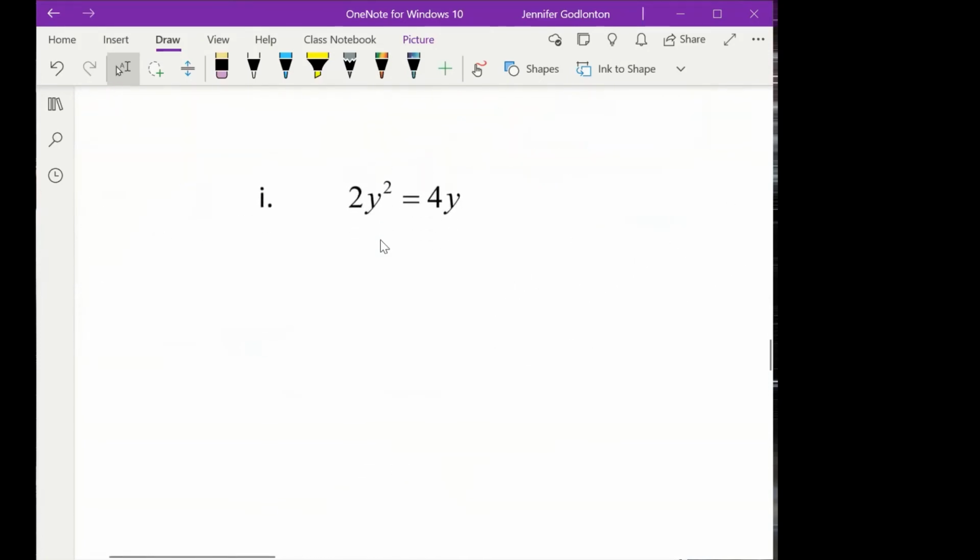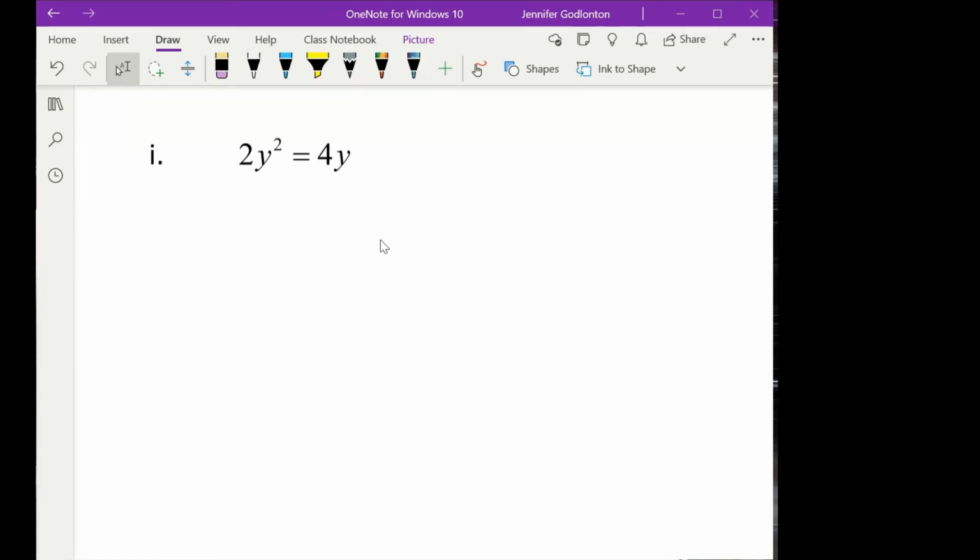All right. It's a quadratic, so we want to move everything and we want to make it equal to 0. Then we want to factorize, and then we want to get our answers for y. Step by step. Don't overthink it.